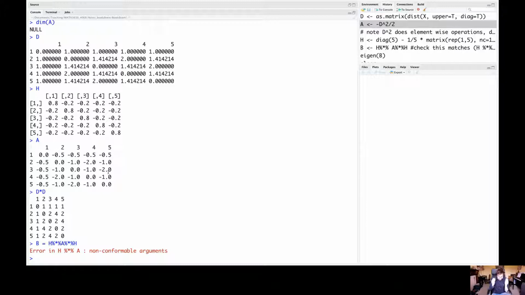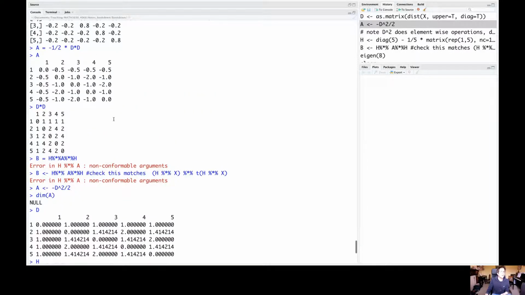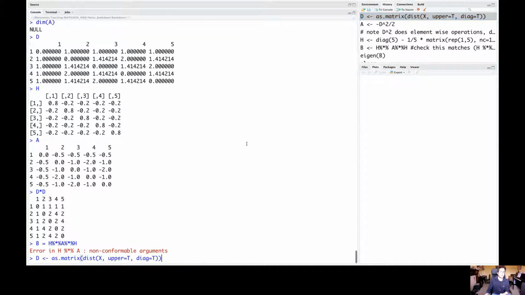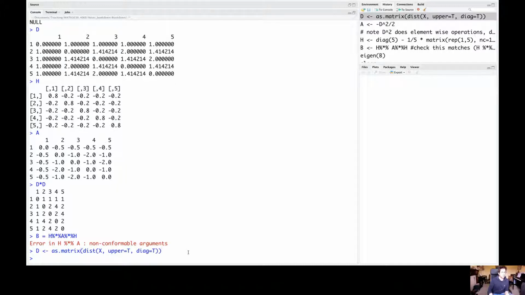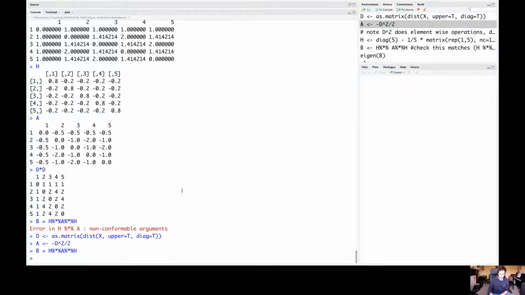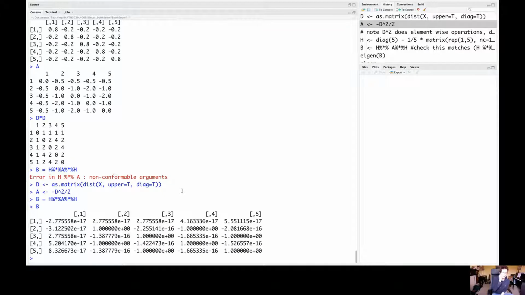Well, that's giving me an error. Why is that? Well, I think it's due to the definition of D here. So let me just redefine D. Okay. So I needed to specify it as a matrix here. Okay. Then let's redefine A as this. And now this should work. Okay. So we've got this matrix B, the centered inner product matrix B.